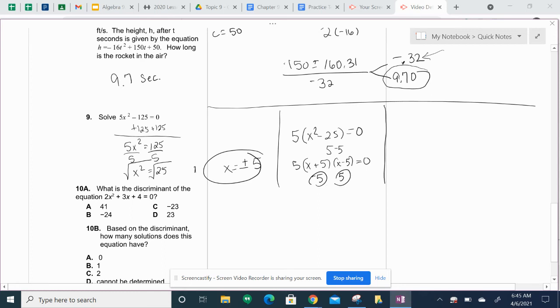And then quadratic formula would also work on this one. If you wanted to say your A was 5, you just have to remember your B is 0, and then your C is negative 125. You could also do this using quadratic formula.